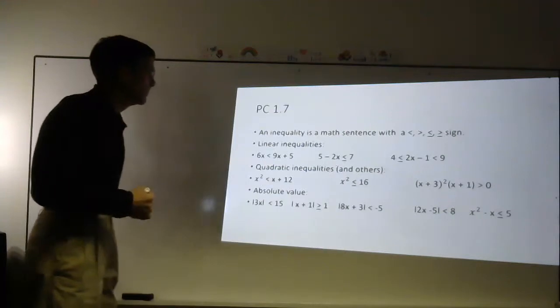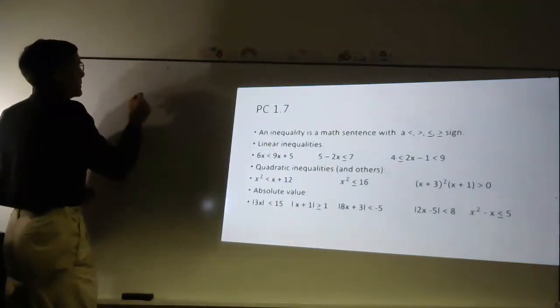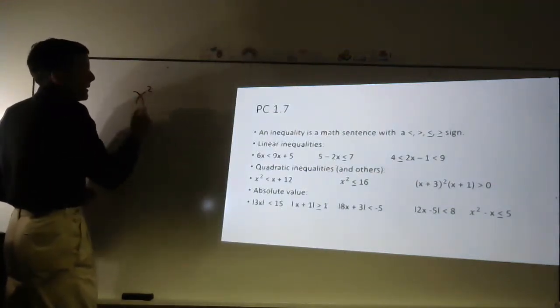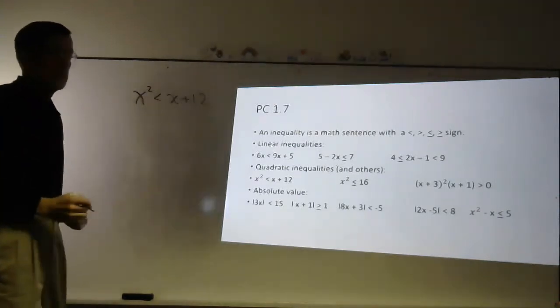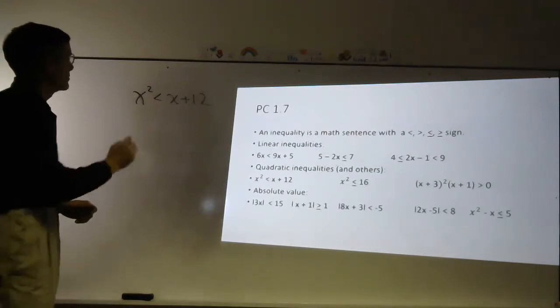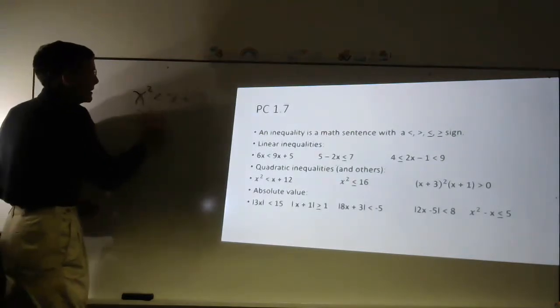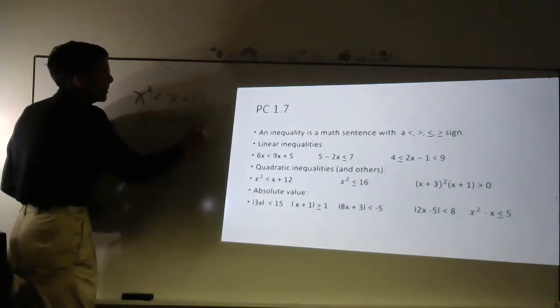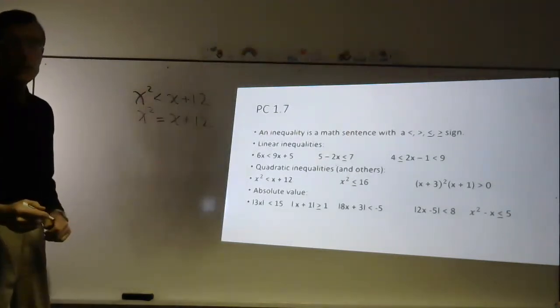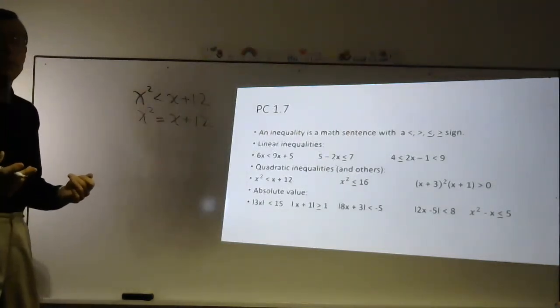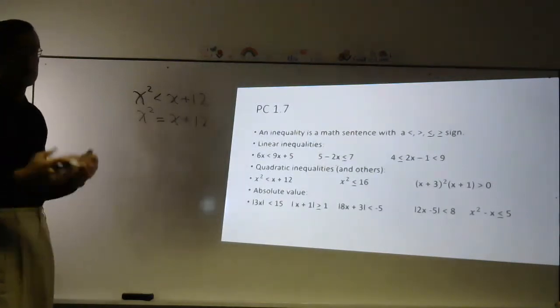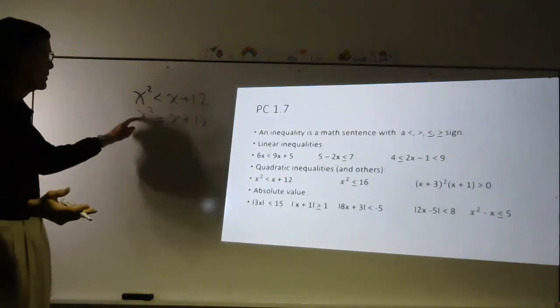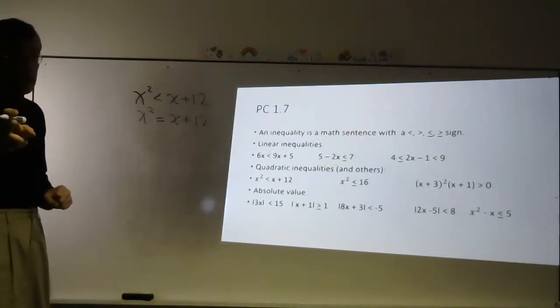So for this problem, x squared is less than x plus 12. Do the boundary points. Do it when x squared is equal to x plus 12. Okay? That'll give us just the boundary points. Then we can figure out which side to shade. All right? So let's do it. We know how to solve this. It's a quadratic equation. There's nothing in front of the x squared. It's going to be an easy one.